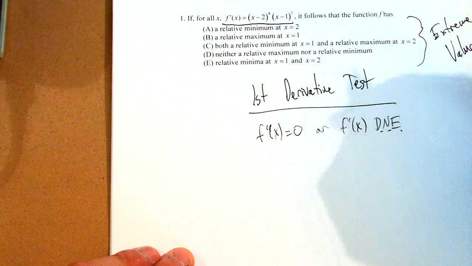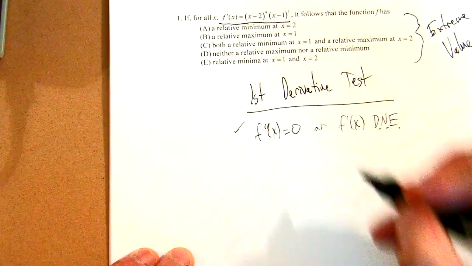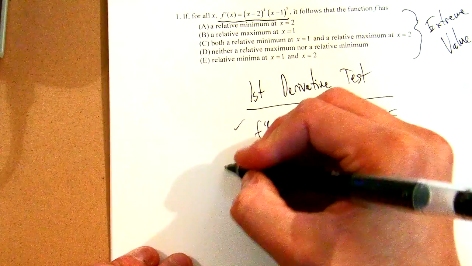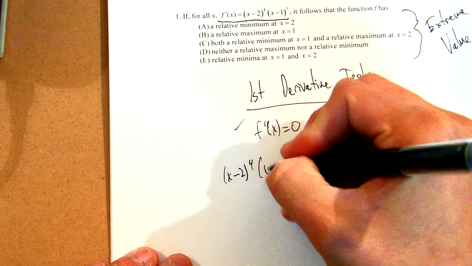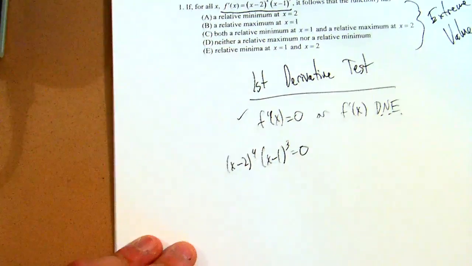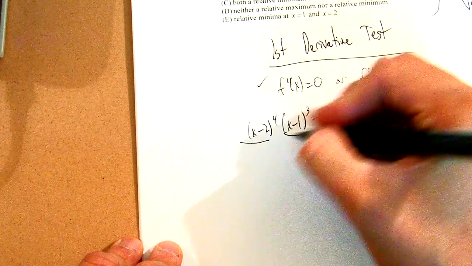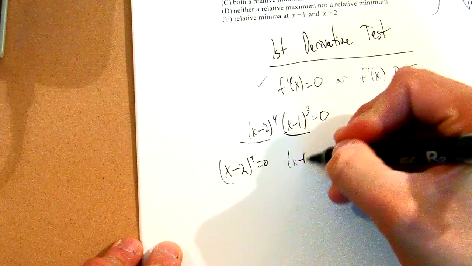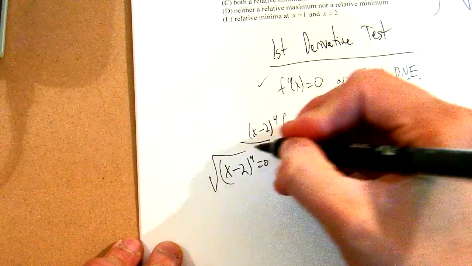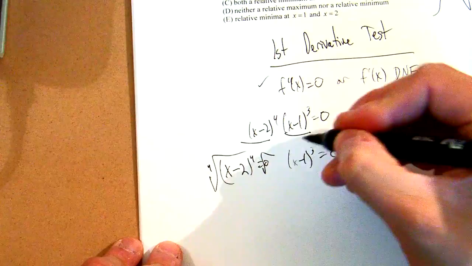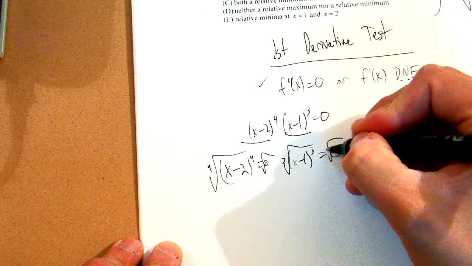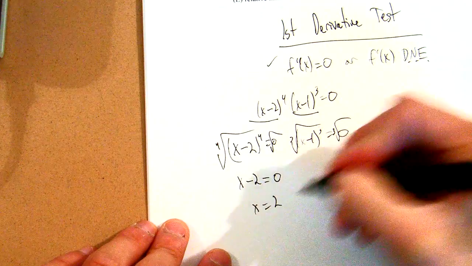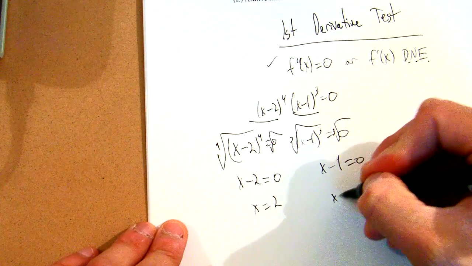So what I'm going to first do is check where f prime is 0. F prime is given already, so I'm just going to say, okay, where is this equal to 0? And as we know from last year, basically each of these factors you would just set equal to 0, and then you would apply the appropriate root. This is the fourth root, and I would take the cube root here, both sides, and then you just get x minus 2 equals 0, so x is 2, and x minus 1 is 0, so x is 1, right?